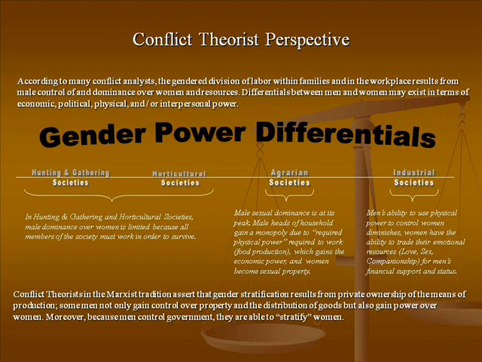Right now, in the Marxist tradition, from conflict theorist perspective, gender stratification results from private ownership of the means of production. Some men not only gain control over property and the distribution of goods, but also gain power over women. Women then are seen as an object. They are seen as another one of those certificates of approval.